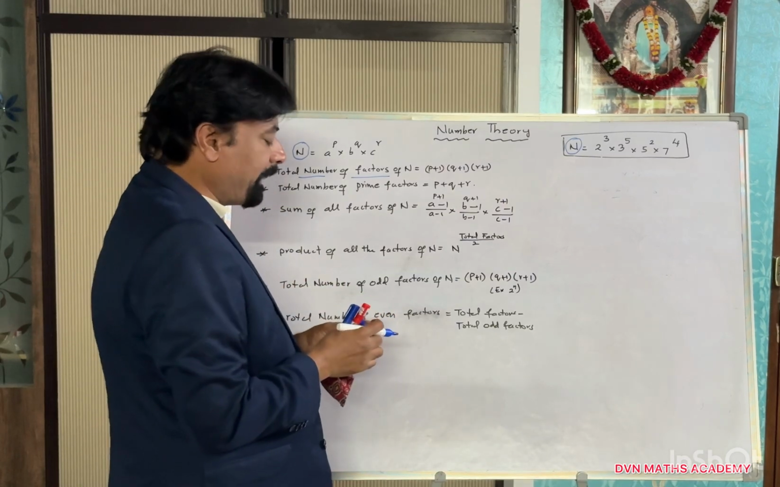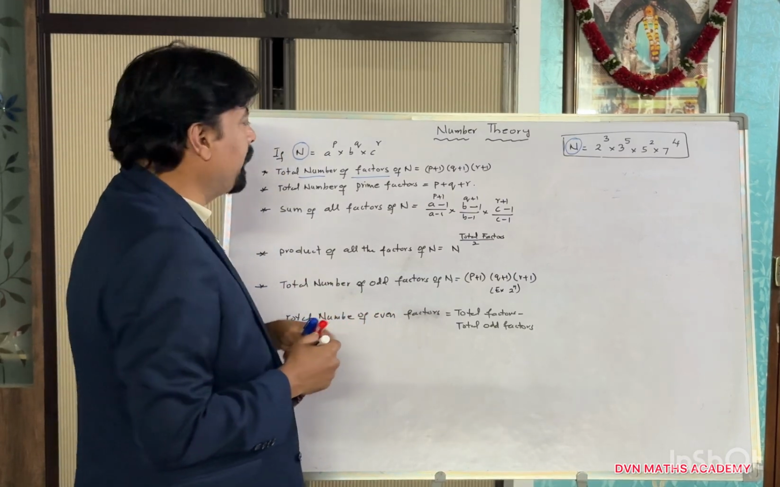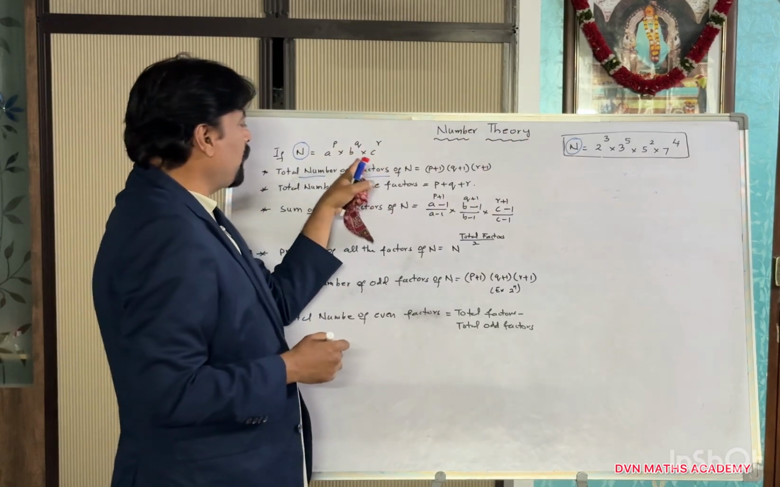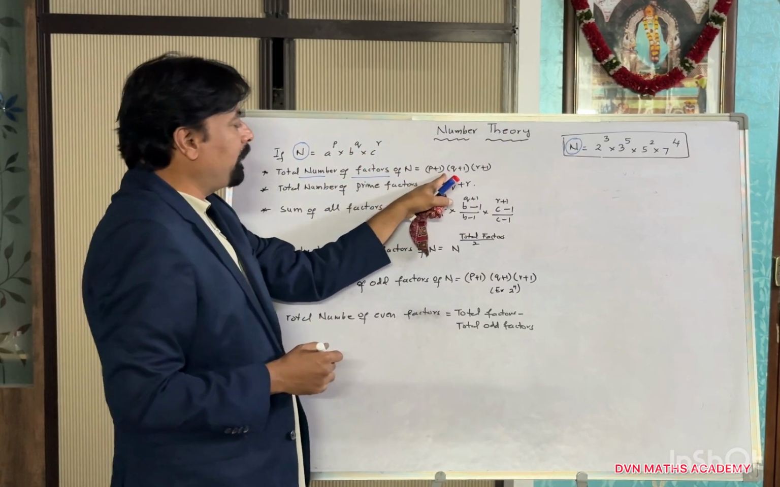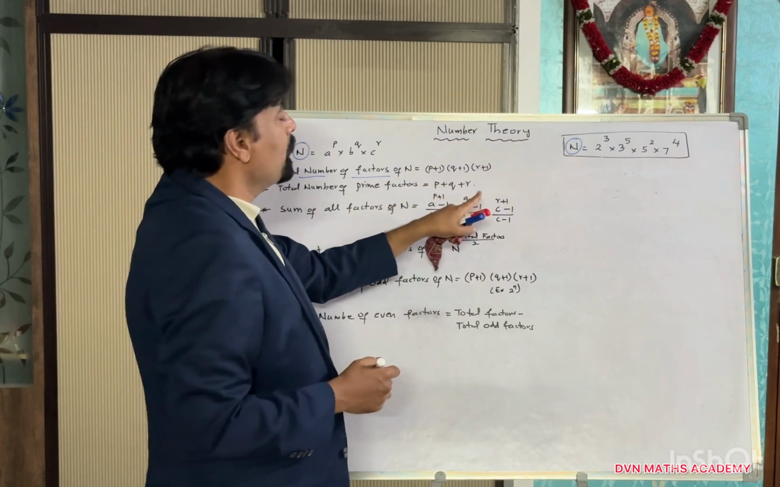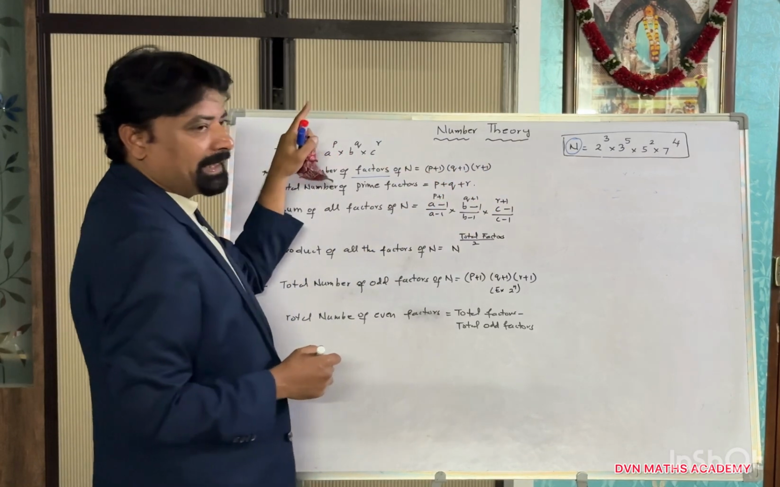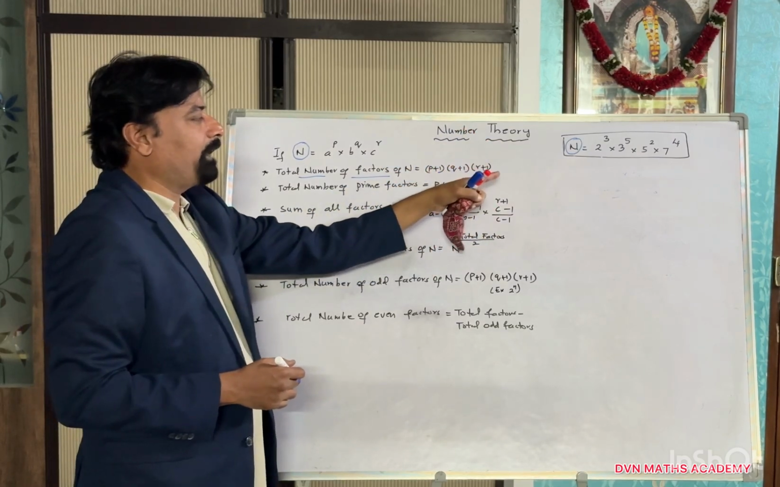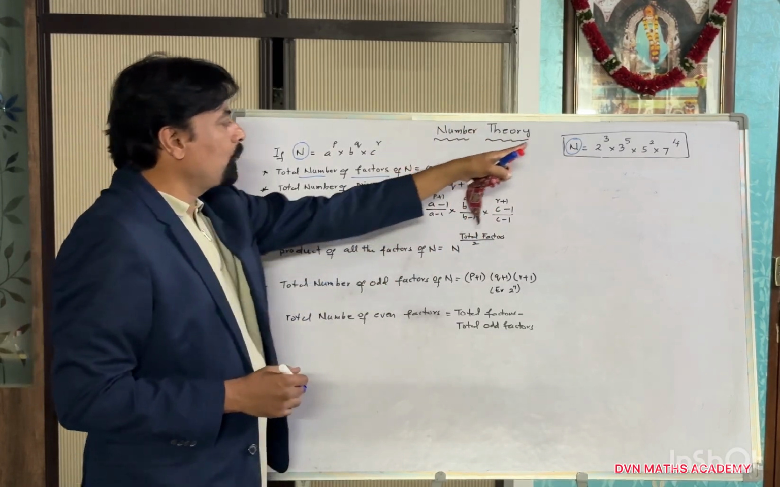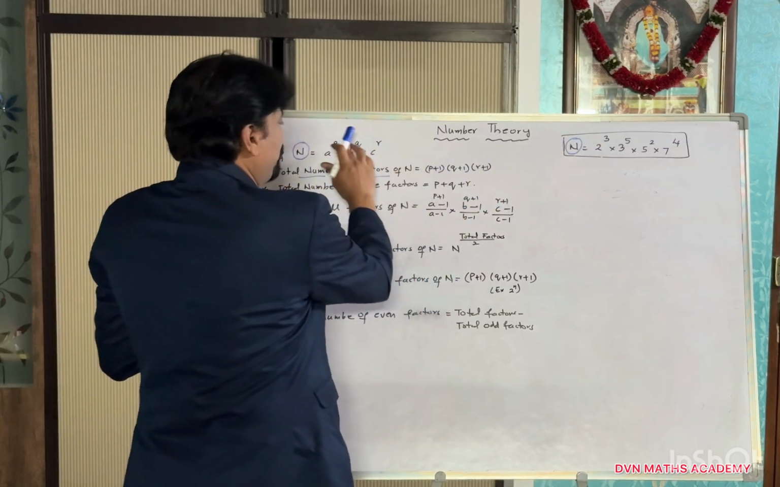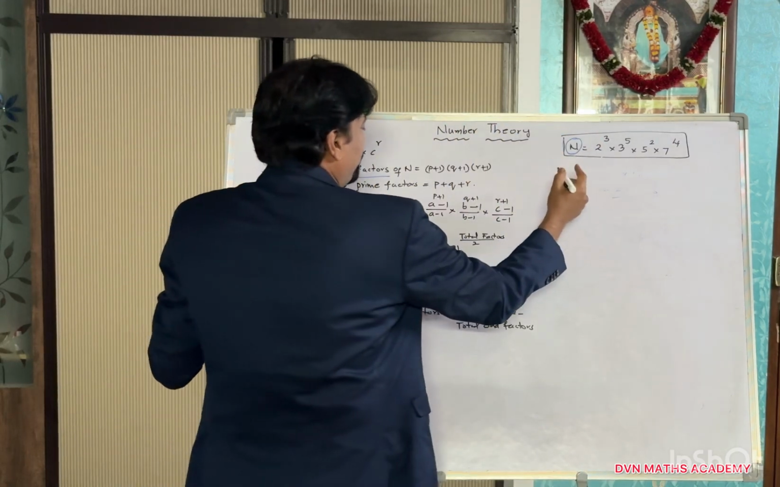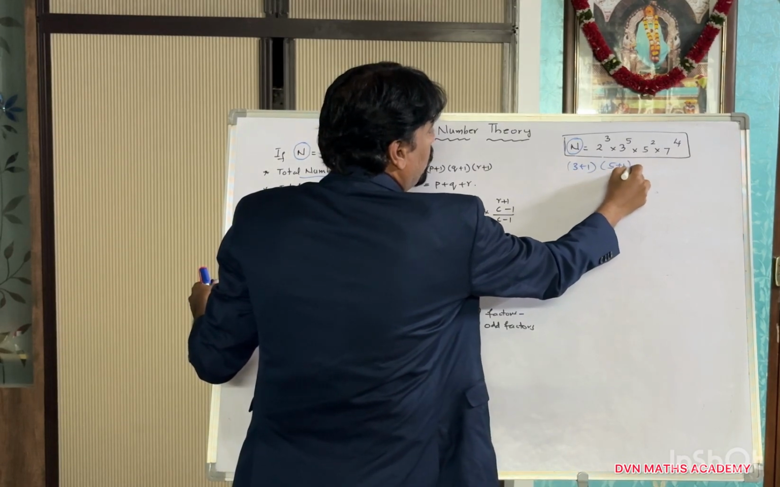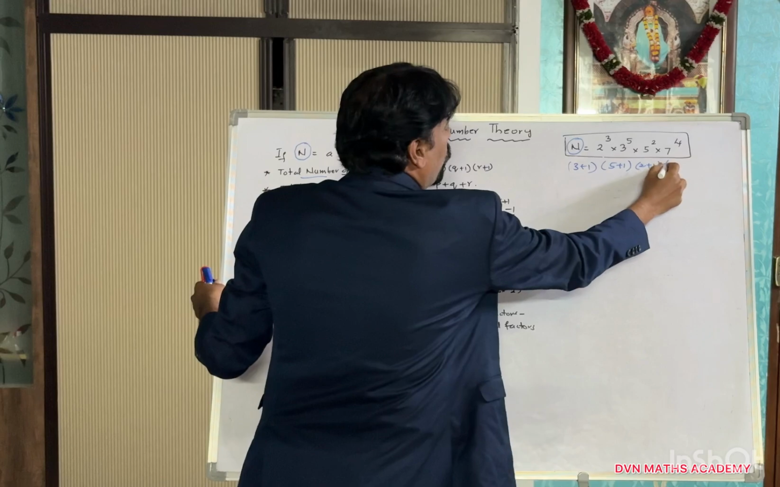Total number of factors, you can simply find with a formula. If you compare these two numbers, the total number of factors is (p plus 1) into (q plus 1) into (r plus 1). So if you concentrate on the exponents of the prime factorization, by that you can find the total factors of that particular number. Here 2 to the power of 3 is there, so in place of p, it is 3. Total number of factors is (3 plus 1) into (5 plus 1) into (2 plus 1) into (4 plus 1).